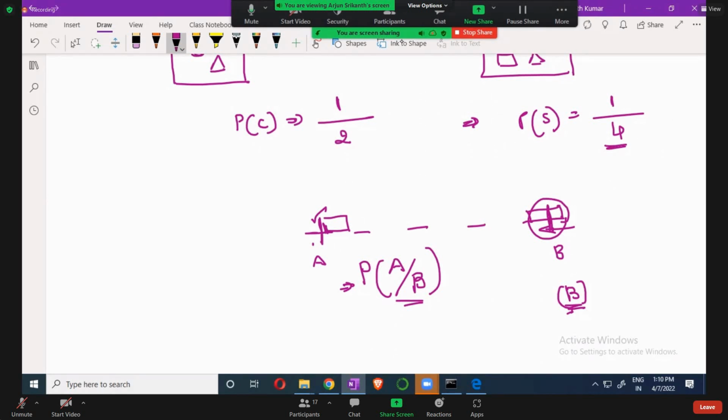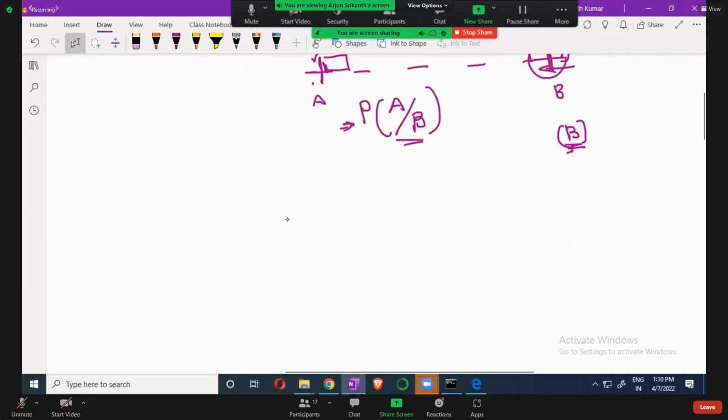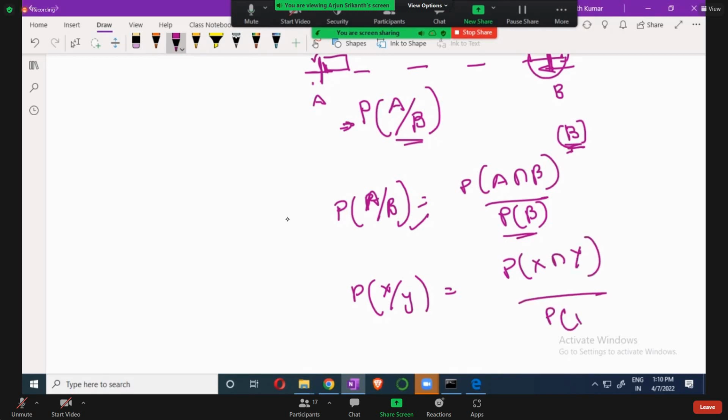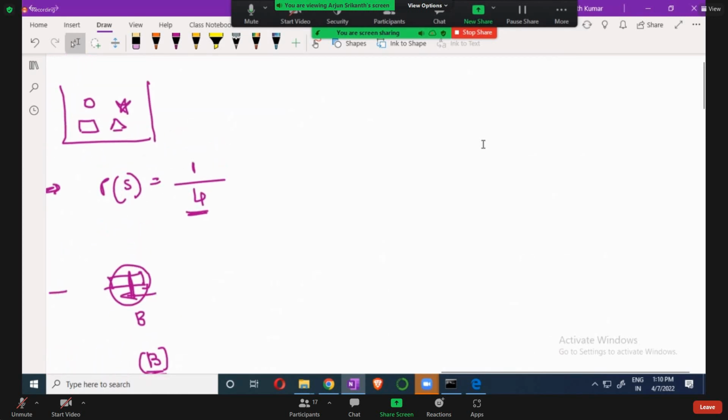Usually whenever there is a conditional probability, guys, there is a standard formula. If I write P of A given B, this is nothing but the probability of A intersection B divided by P of B. This is the standard formula; you should understand it. Now, if it is P of X given Y, then it will be P of X intersection Y divided by P of Y. This is very standardized. Let's take one more example, guys, and then we will get a clear idea.